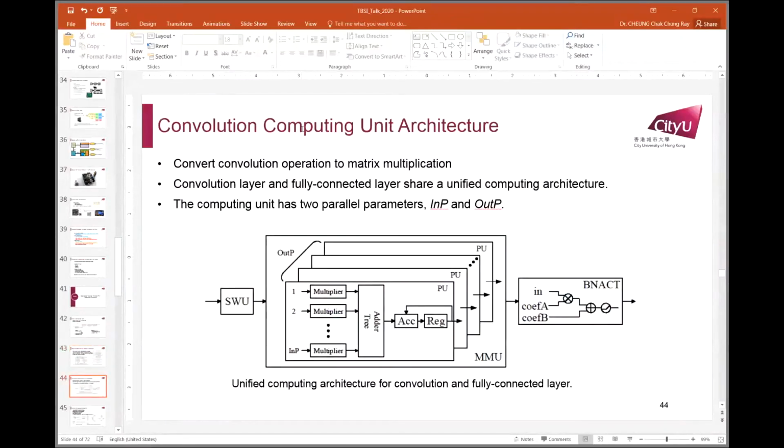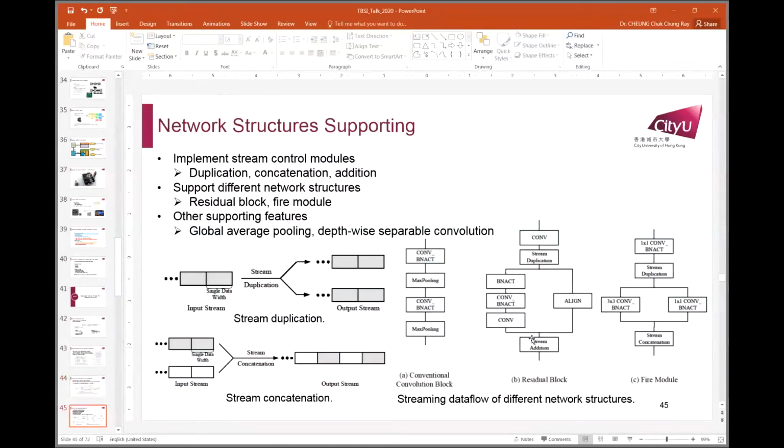And later on, because our team in Hong Kong is focusing on architectural design, you can see we focus on how to use the right multiplier, how to design the right adder tree, and this is the accumulator and also the register. So we have our own architecture and put it into the FPGA for realization. This is showing only one of the layers.